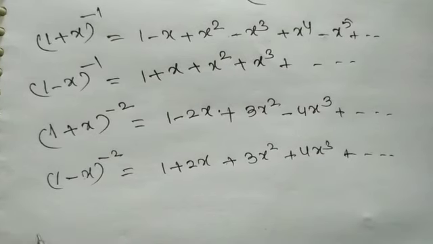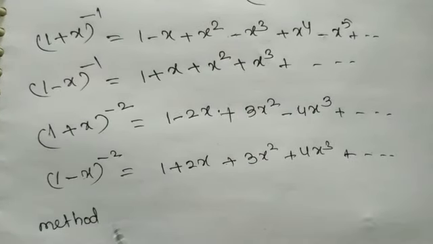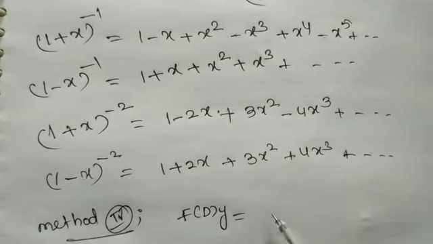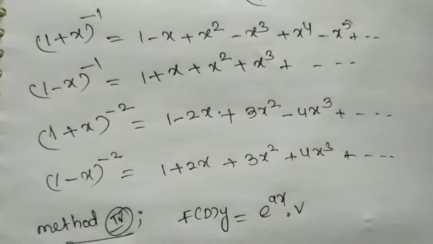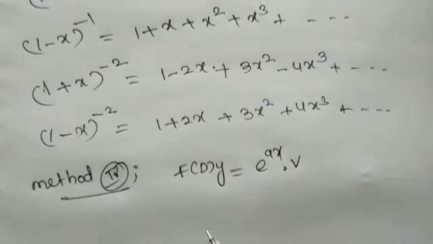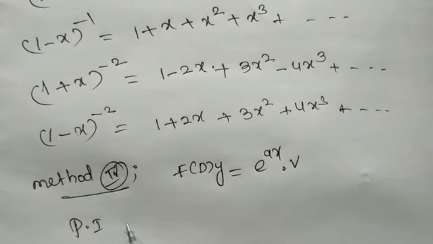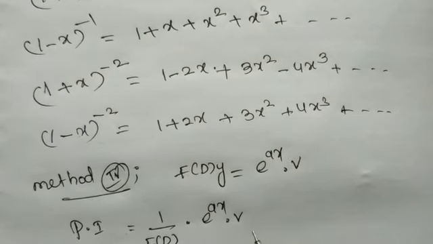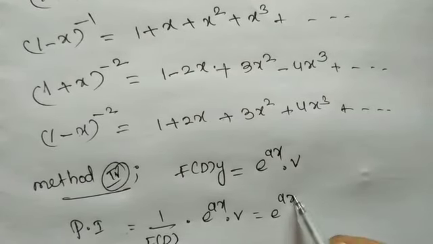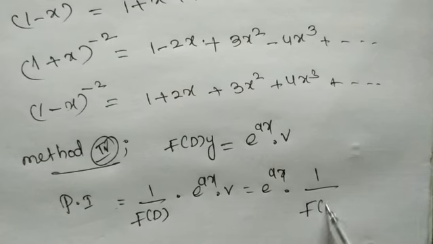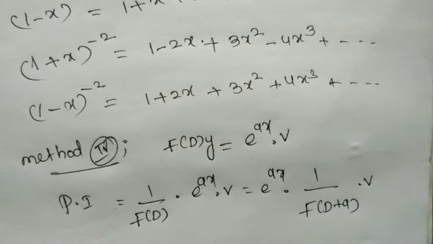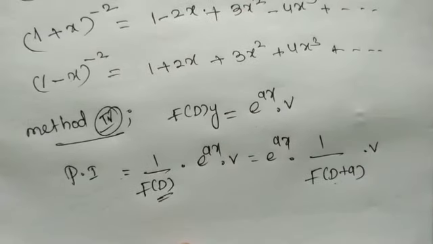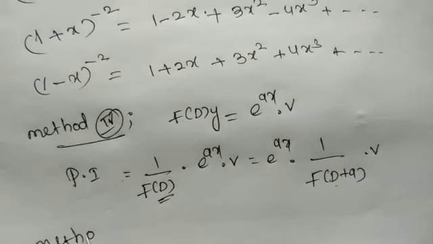Next one, method 4: f(D) y = e^(ax) v, where v is a function of x. So the particular integral is 1/f(D) e^(ax) v = e^(ax) 1/f(D + a) v. So in this, substitute D + a in place of D.